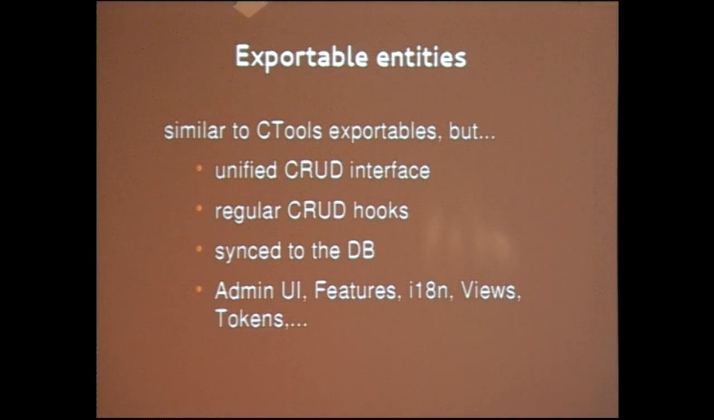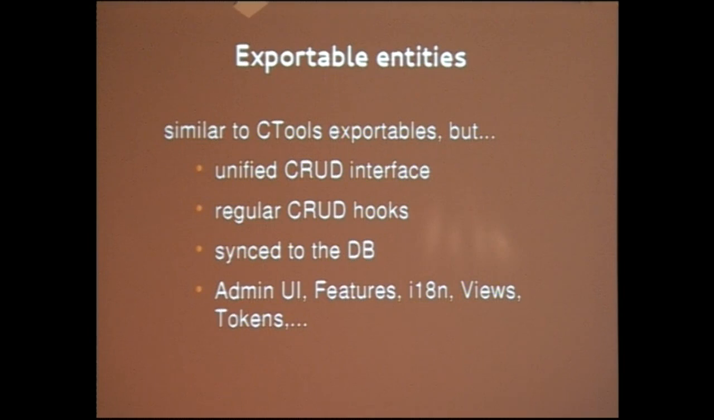And what it brings to you is that you can leverage the same unified CRUD interface, all the neat entity create API functions and stuff like that for your configuration objects as well. You'll get all the regular CRUD hooks, so you get insert, update, presave hooks, and delete hooks, which can be very useful when you need to be able to react to configuration changes in your system. And that's possible because the entity API exportable implementation actually takes a little bit different approach than the ctools exportables, in that it synchronizes all defaults that are provided in code in the database, which ctools exportable doesn't.